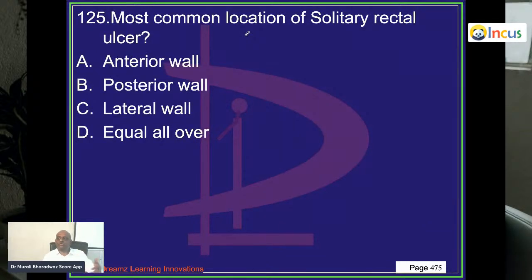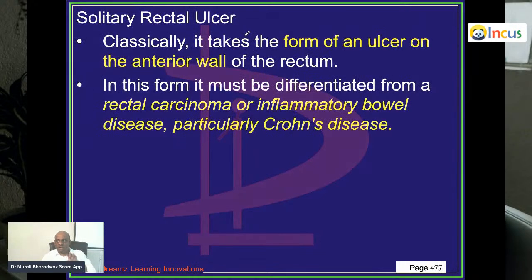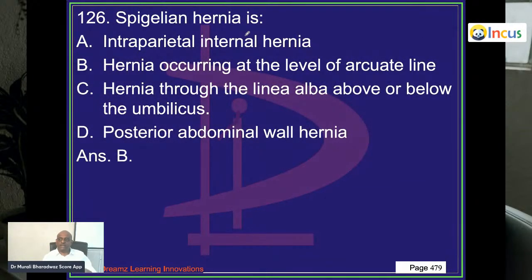Right? Then the most common location for a solitary rectal ulcer is the anterior wall of the rectum. The hard stool will be hitting it hard and leading to a solitary rectal ulcer. Spigelian hernia, have you heard of this? A hernia that occurs at the level of the arcuate line. Once more, abdominal wall anatomy is a big Pandora's box, which we don't study in MBBS properly.